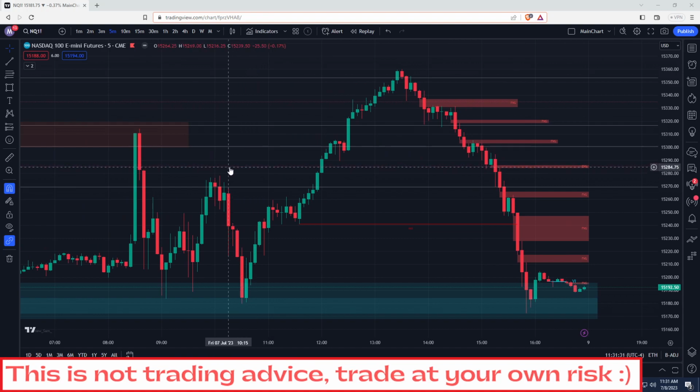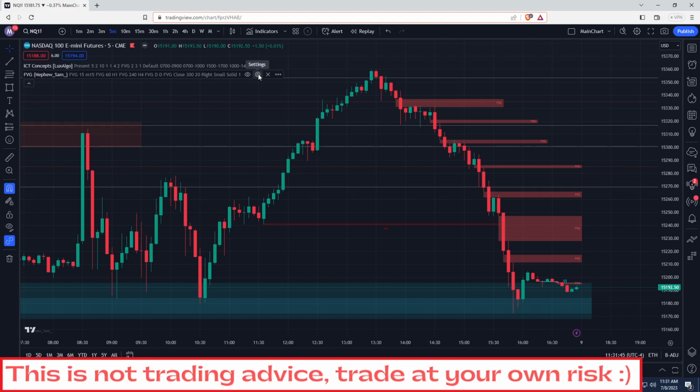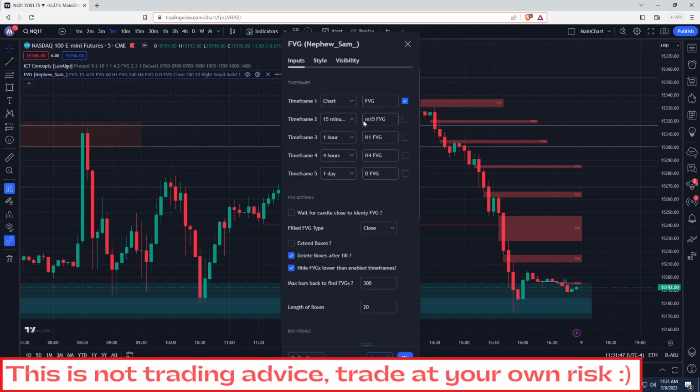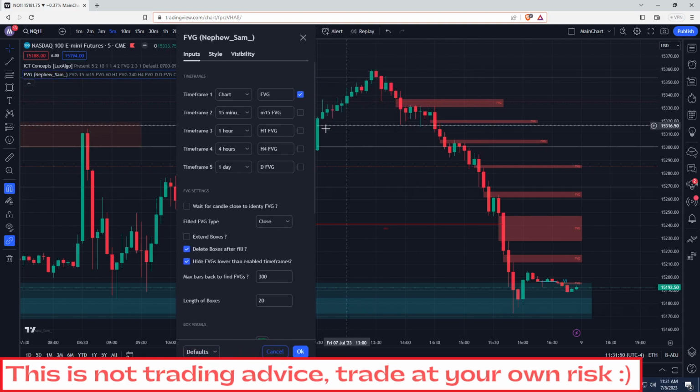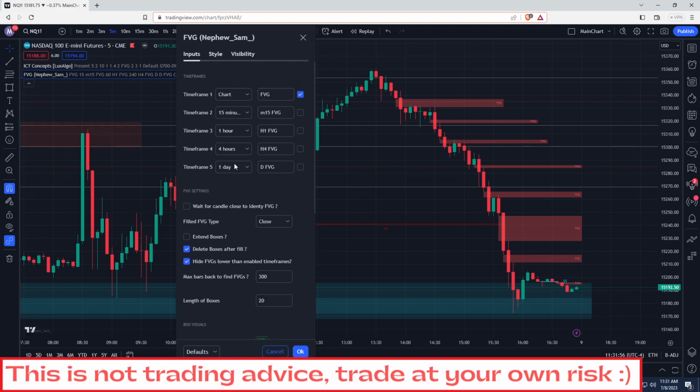And anyways, I'm going to show you guys and girls the power of these indicators. So everybody already knows that I use fair value gaps by Nephew Sam. The only difference is I like to have these a little bit darker, or brighter. So if you go to box visuals, these are my settings.